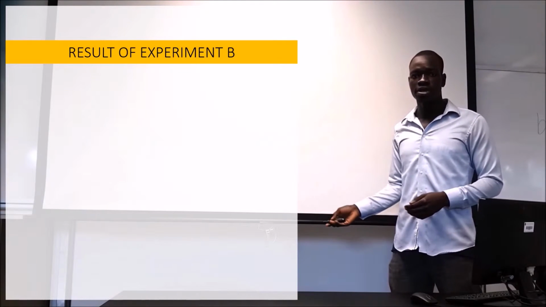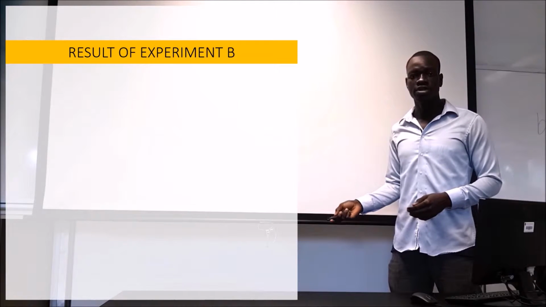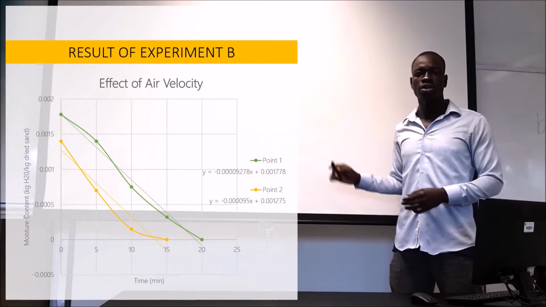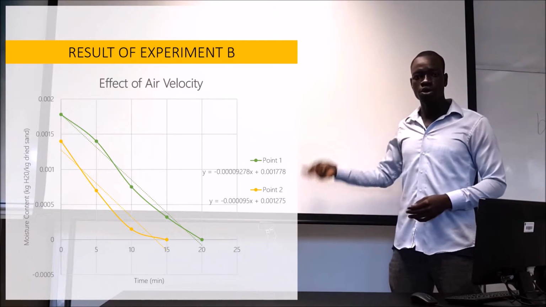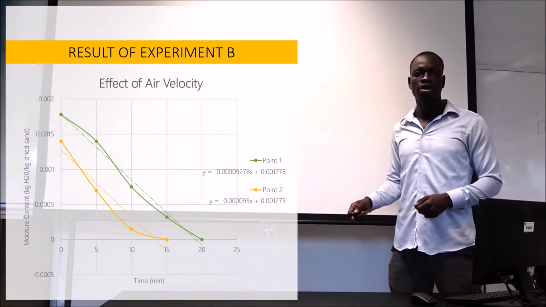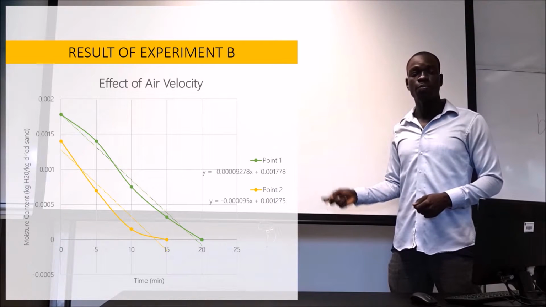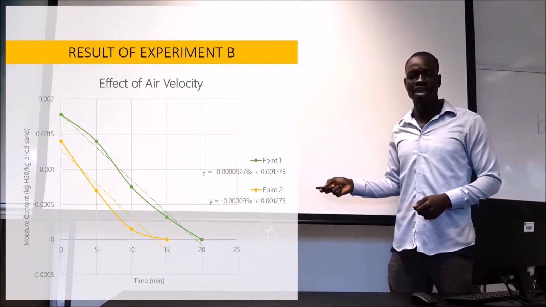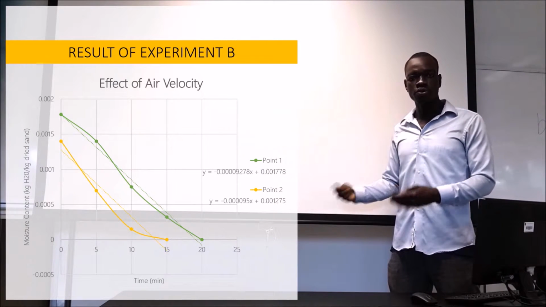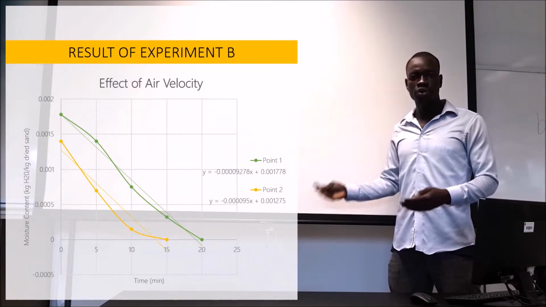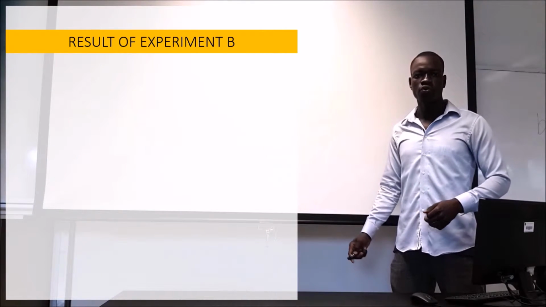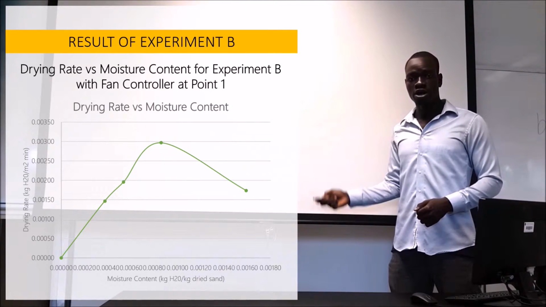Next is experiment B, which is the effect of air velocity. The first one, at point 1, when we kept the fan control at point 1, which is a lower air velocity, it took a longer time for the moisture to dry. And then for point B, which is point 2 in this case, it took a shorter time because the air velocity has been increased, which increases the rate of the drying and also the rate at which the moisture content disappears.